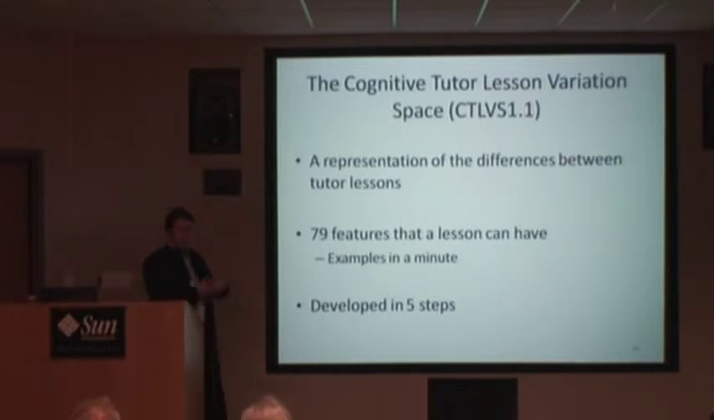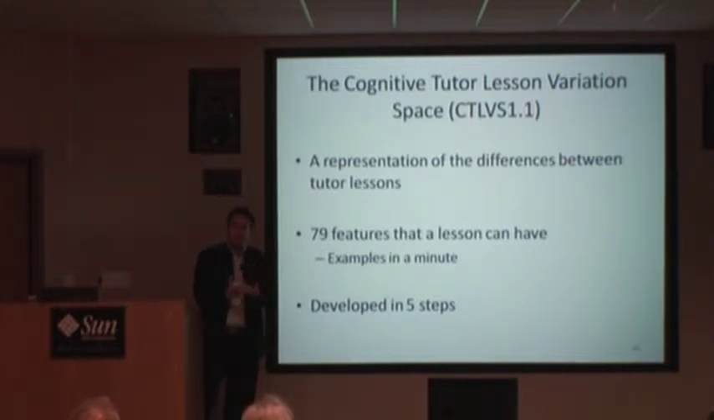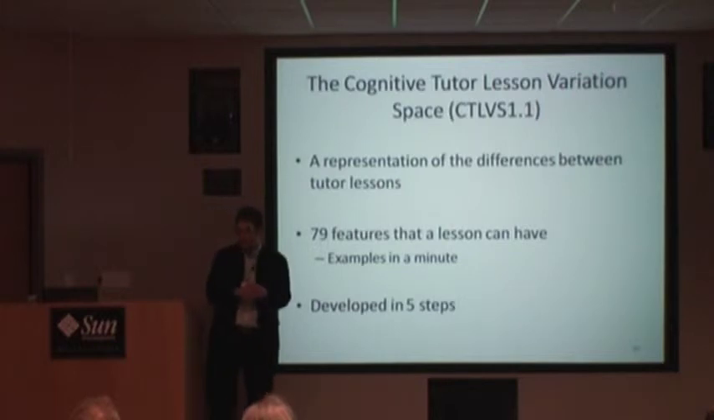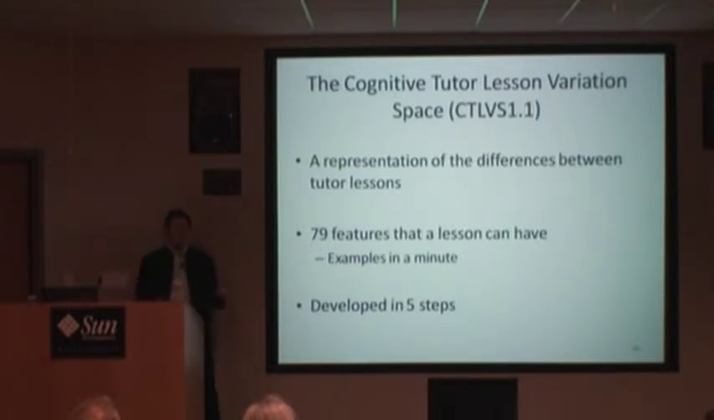At the same time, this gave us a representation of the amount of gaming for each student. We also developed what we called the cognitive tutor lesson variation space, which is a representation of the differences between tutor lessons. It's 79 features that a tutor lesson can have, and I'll give you examples in a minute. First, I want to go through how we developed it.